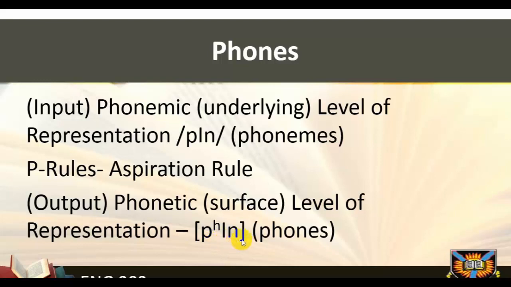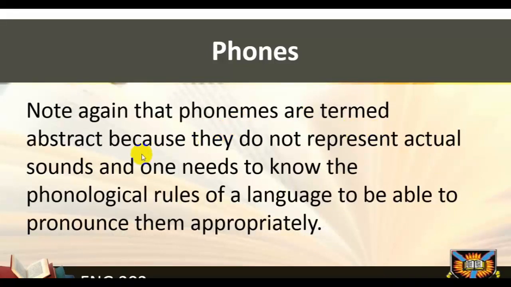PH, PN, phones. You can see that phonemes are input at the underlying level, which is abstract. It is only when you apply the phonological rules of a language, P rules, that you get the phones output at the phonetic surface level of representation. Note again, the phonemes are termed abstract because they do not represent actual sounds, and one needs to know the phonological rules of a language to be able to pronounce them appropriately.